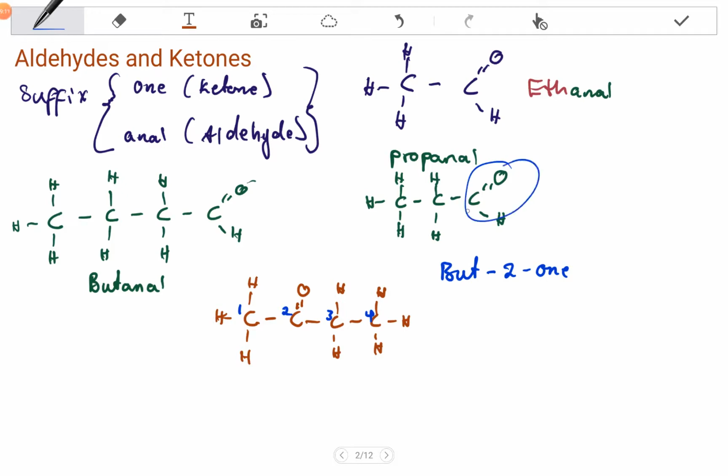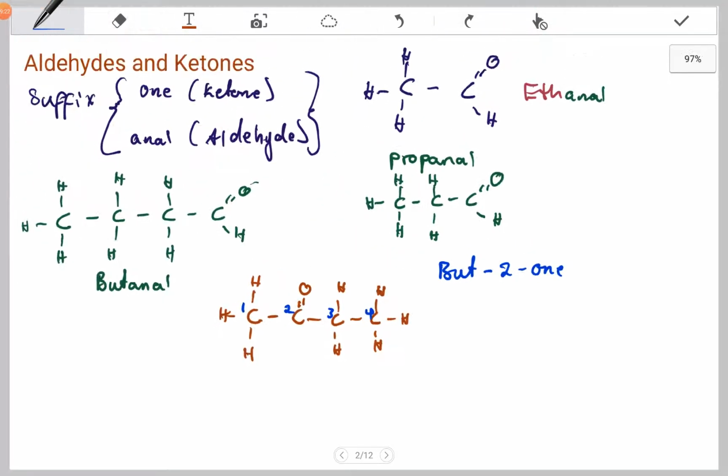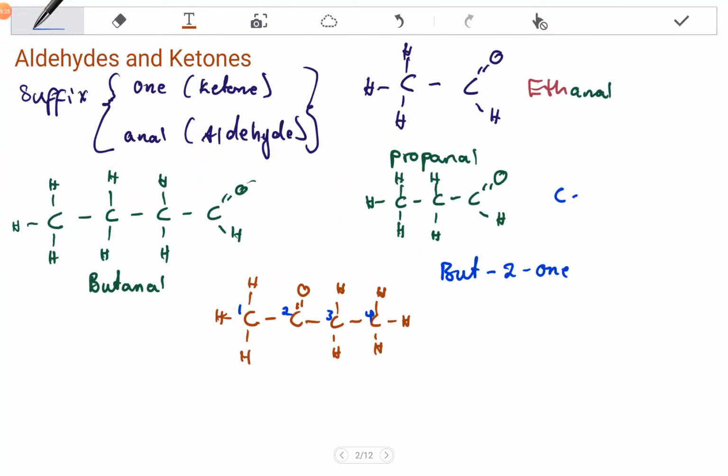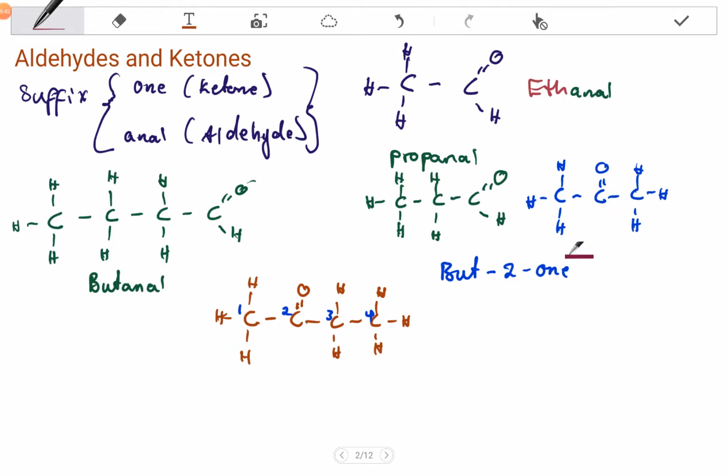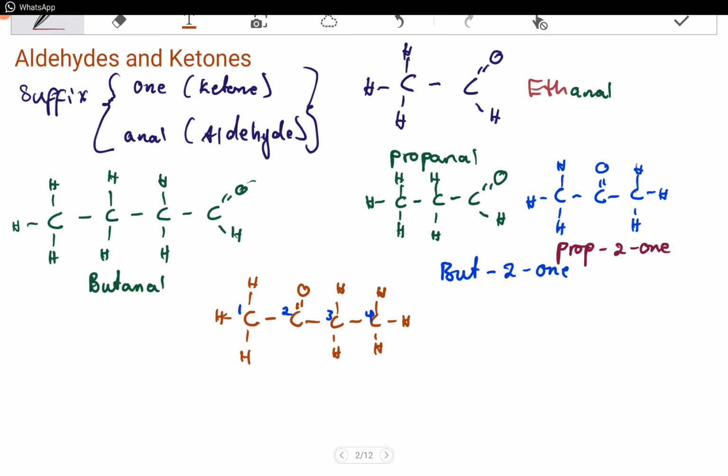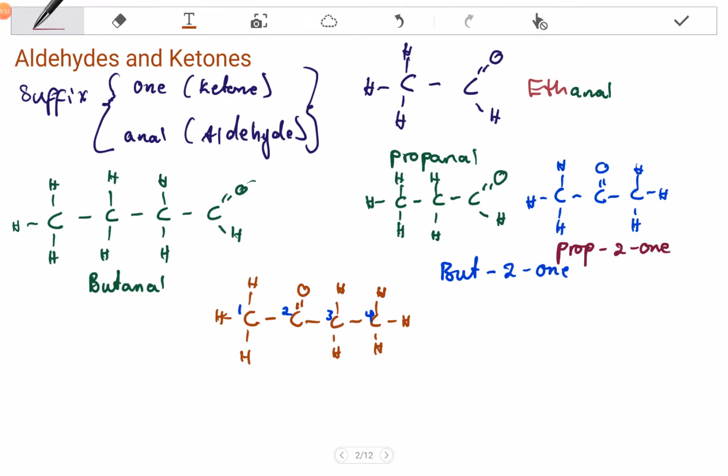Can you change this aldehyde, make it a ketone now, and name it? Just do that for yourself, for the sake of practicing and understanding these things. I will do that. So here it is, and the name of this is going to be 1, 2, 3, so you have three carbons. It's going to be prop-2-one. I hope you are getting the idea of naming the aldehydes and ketones.